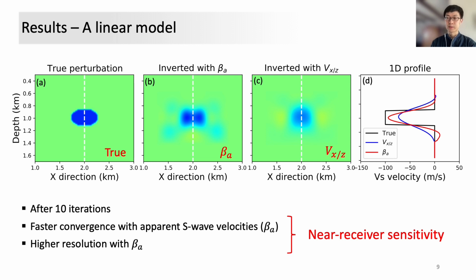After 10 iterations, the true perturbations and the inversion results are shown in figures A, B, and C. The corresponding 1D profiles along the white dashed line are shown in figure D. First, the inverted maximum perturbation from apparent S-wave velocity measurement is more accurate than that from translational velocities after the same iteration. Second, the resolving power of the new observable is also higher than the velocity component. This can be attributed to the more concentrated sensitivity of the combined observables.